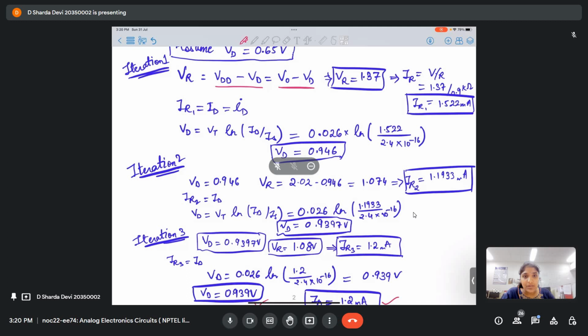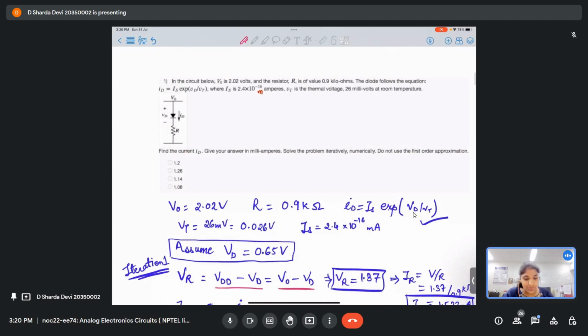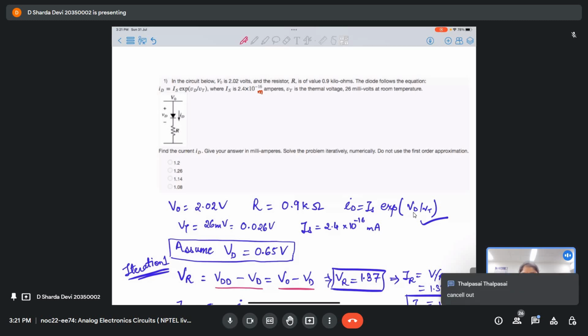But 1.193 into 10 power minus 3 divided by 2.4 into 10 power minus 16. So the final answer will be... wait, wait. So, IS is also in milliamps. Can you see that? Yes, there is a printing mistake, so I have mentioned it there.